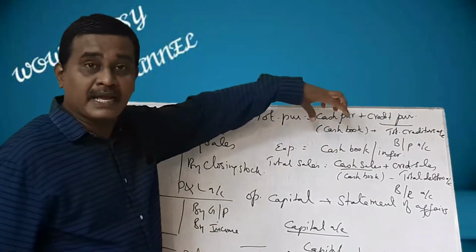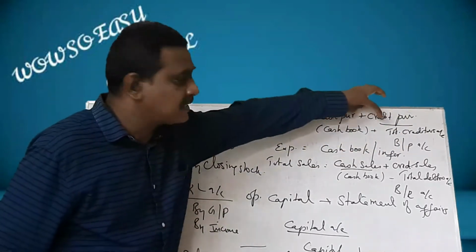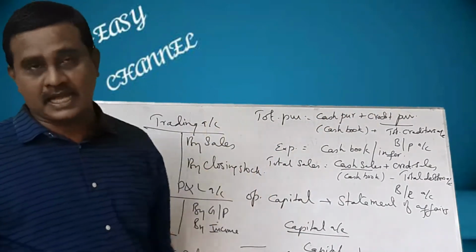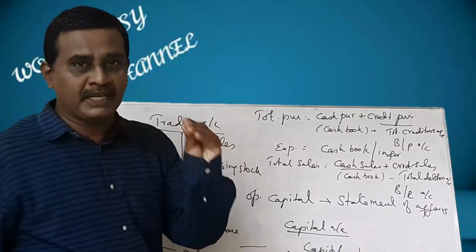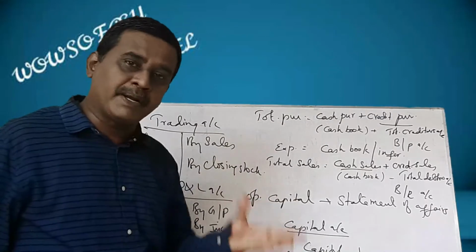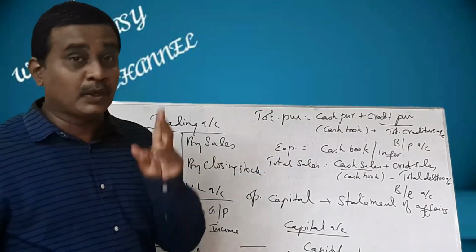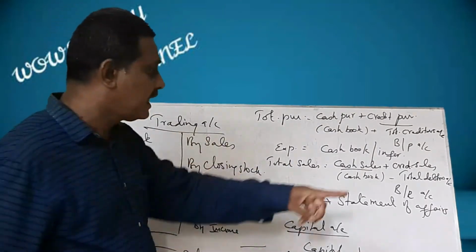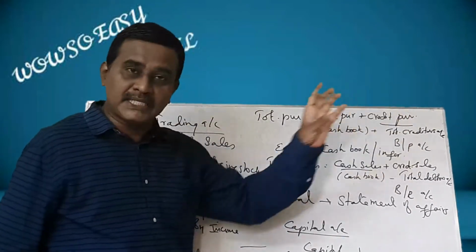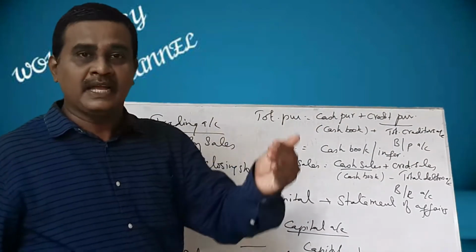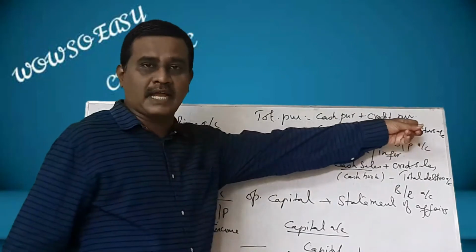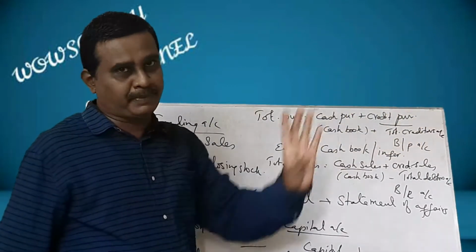Cash purchases can be had from the cash book, whereas credit purchases can be had from preparing the total creditors account. Here you have to keep one thing in mind. What is that? If bills payable opening and closing balances are given, you have to prepare two accounts, that is the bills payable account and the total creditors account. From the bills payable account, you have to take the amount for which bills were accepted to the total creditors account and then calculate the credit purchases.